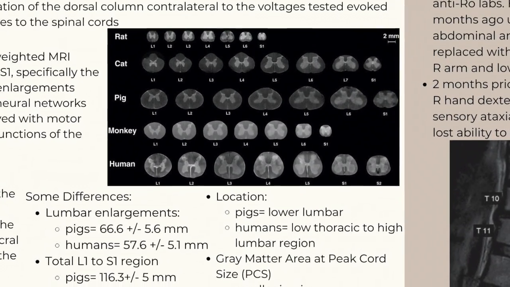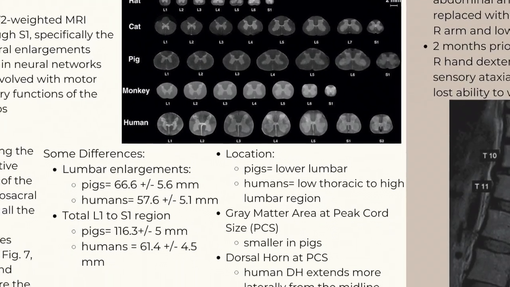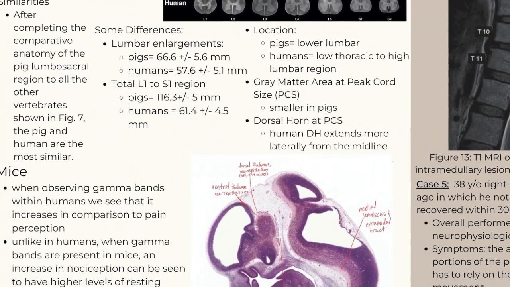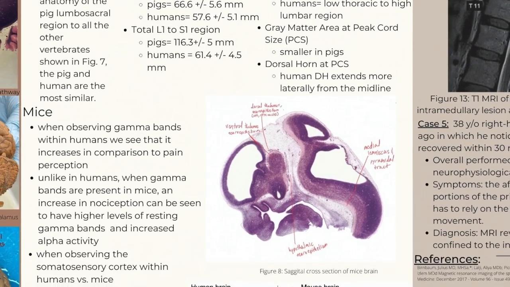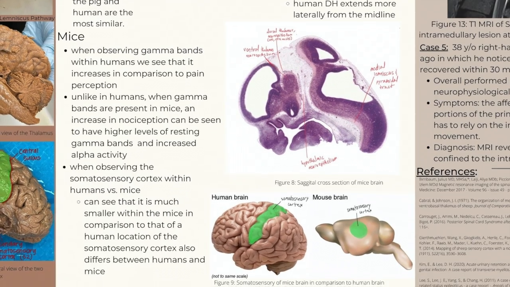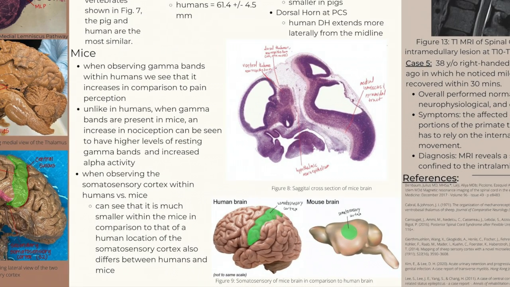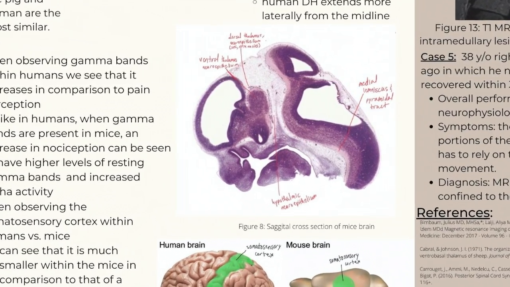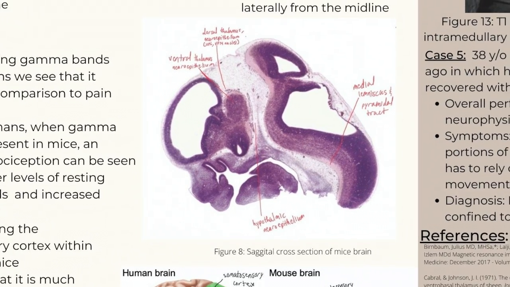The next specimen that we looked at was a mouse. In figure 8, we can see a sagittal cross-section of a mouse brain. In this image, we can see the different sections of the brain, which include the dorsal, ventral, and hypothalamic neuroepithelium of the thalamus, as well as the medial lemniscus and pyramidal tract. Figure 9 shows the somatosensory cortex of a human brain, comparing the human brain to a mouse brain.